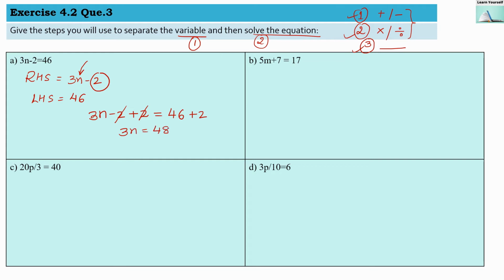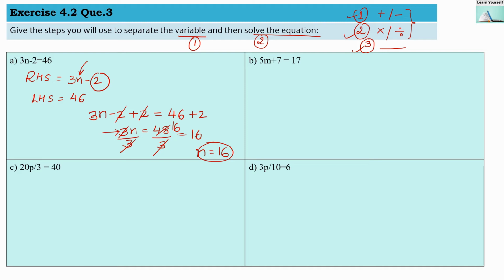Now if we want to remove this 3, it is in multiplication, so we have to divide by 3 on both sides. This 3 and this 3 will get cancelled out, and here 16 3s are 48, so 16. So our answer is n equals 16. That is how we are going to solve all the equations. Let us first understand how to solve all these numericals, and then I will show you how to write them in a notebook in a specific manner.